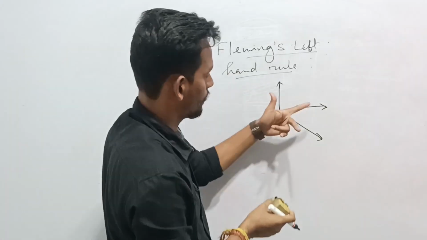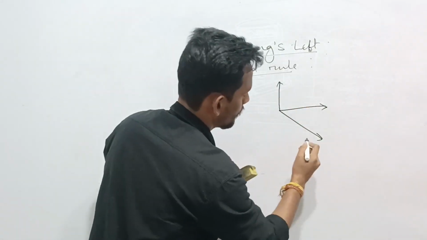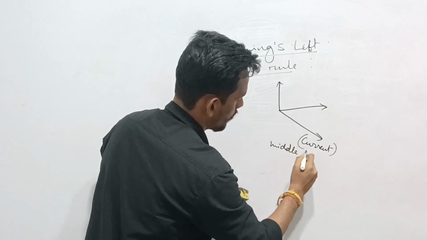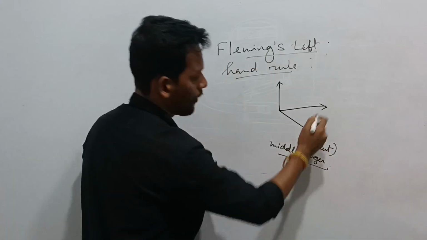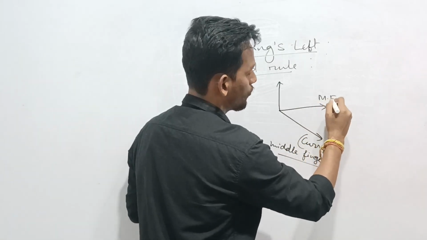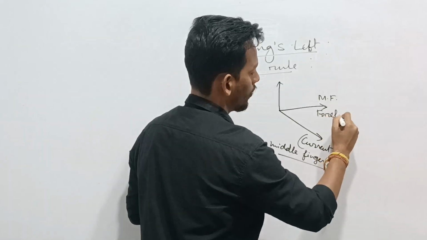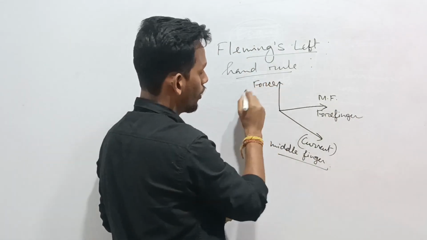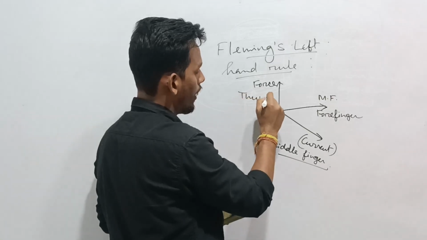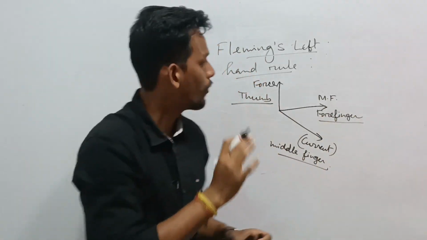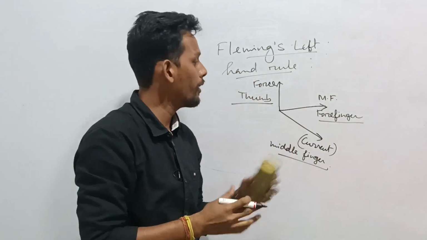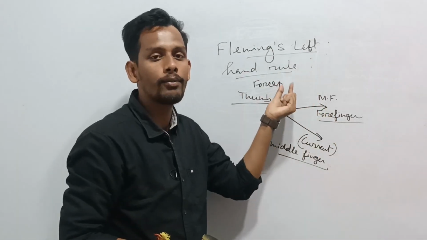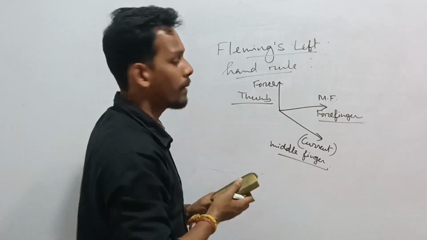Okay, you can hold like this. So this is current, the middle finger. This is magnetic field, the forefinger. This is force, the thumb. And this rule is applicable for any kind of magnetic field, by which you can find out the direction of current, the direction of magnetic field, as well as the direction of force. Now let's see some activities.